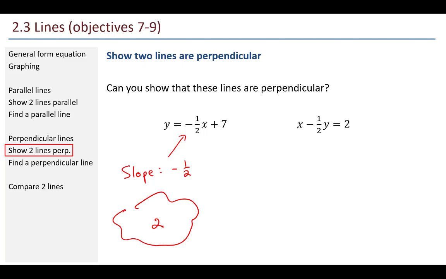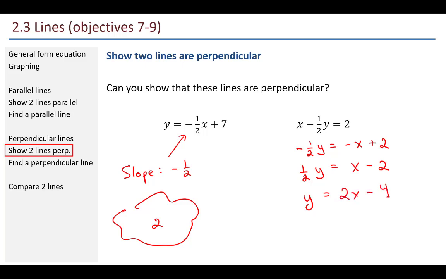Let's see. So I need to solve for y. I will subtract x from both sides. I get -1/2 y equals -x plus 2. How about if I negate both sides? So 1/2 y equals +x minus 2. And then multiply both sides by 2. And that gives me y equals 2x minus 4.